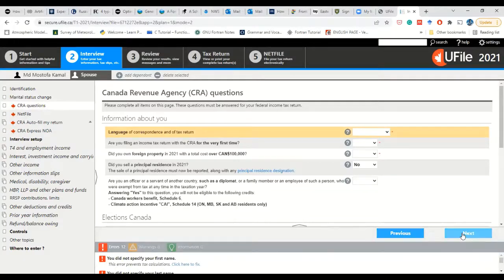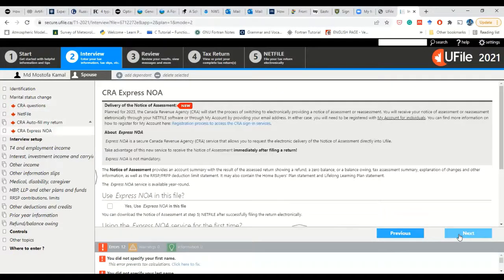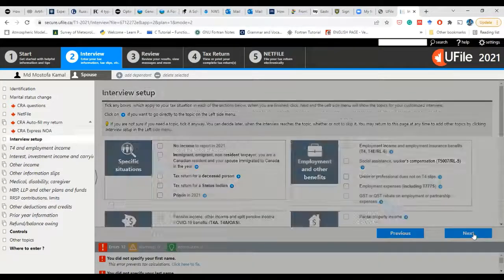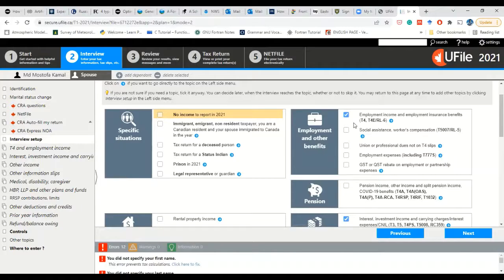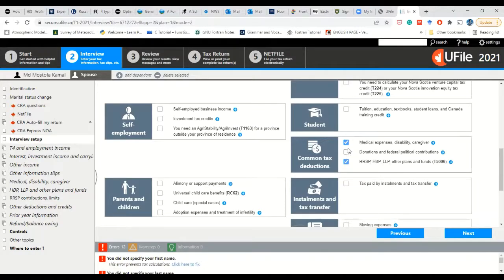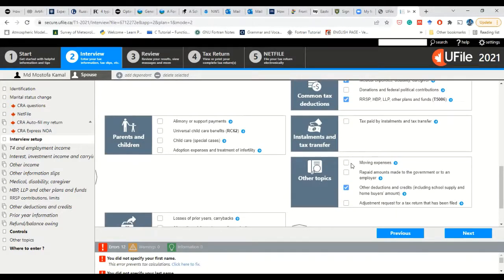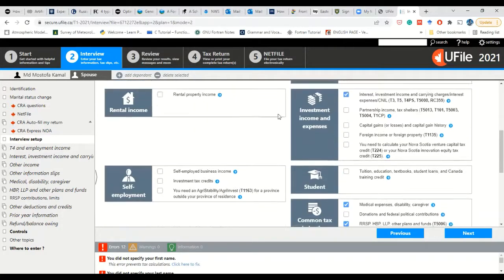On the form section, this is very simple, step by step, all the same application. For your wife, let's say she does not have any T4 or T4A, in that case you just uncheck. Oh sorry, moving expense only a student can claim, not a spouse. But the medical expense, a spouse can claim also. So you can claim the medical expense your wife has spent. The same thing is true.